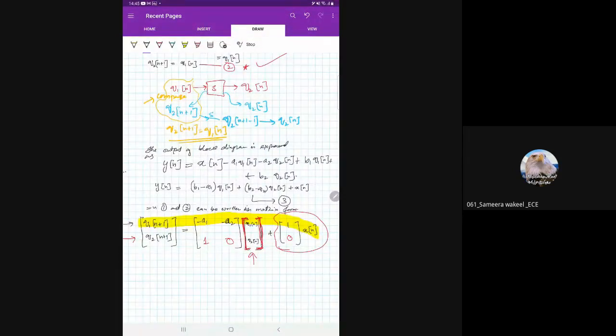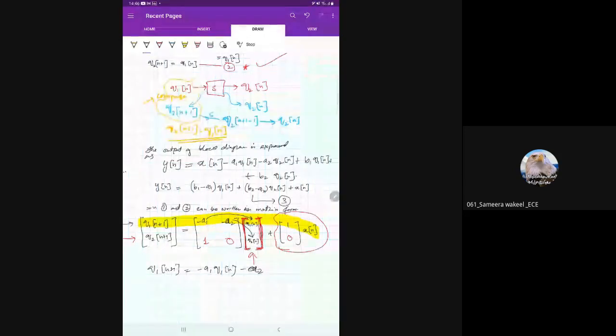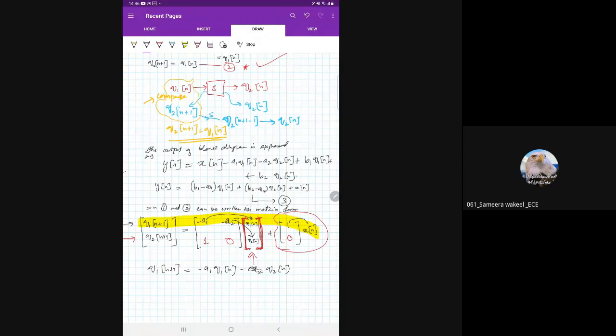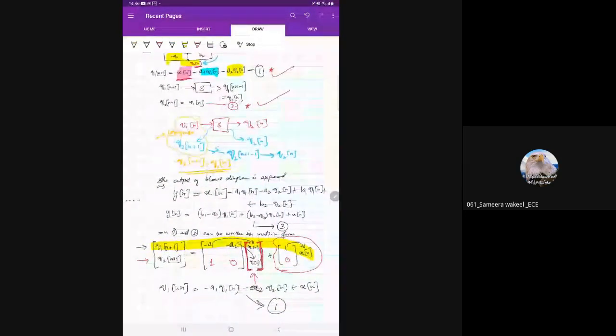कैसे होगा? देखिए, you have q1 of n plus 1 यहाँ होगा, then this will be multiplied with this thing, so you have minus a1 q1 of n, then this will be multiplied with this thing, so you have minus a2 q2 of n, then this will be multiplied with this thing plus x of n. अगर आप इस इक्वेशन को देखोगे, ये इक्वेशन 1 है, it is same as equation 1. Okay, so this is how you represent it in the form of matrices.